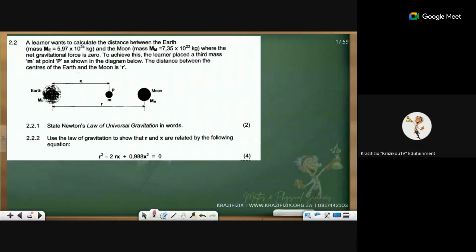Okay, let's see quickly. For 4 marks, let's see. A learner wants to calculate the distance between the Earth and the Moon. Why? That's the question I want to. Okay, but why?